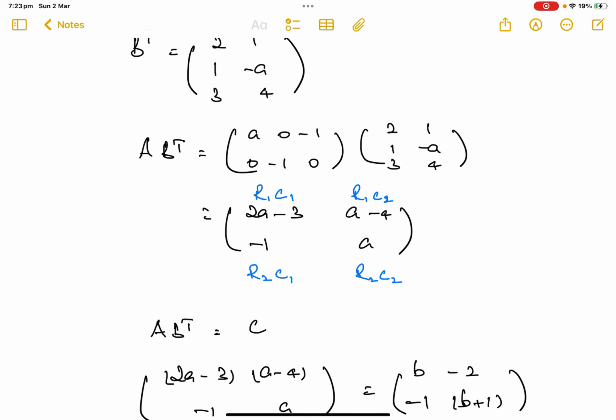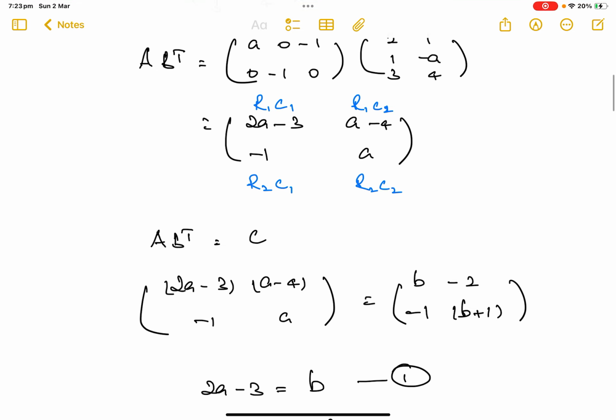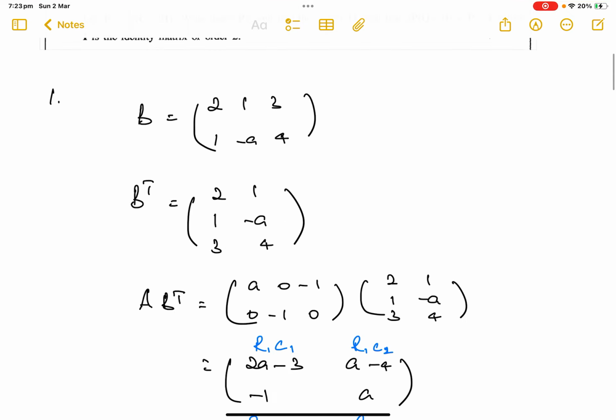And 0 times 2, minus 1 times 1, that is minus 1, so R2C1 is minus 1. Then 0 times 1 is 0, minus 1 times minus a is plus a, and 0 times 4 is 0, so just a. A times the transpose of B is 2a minus 3, a minus 4, minus 1, a. But that is equal to C.